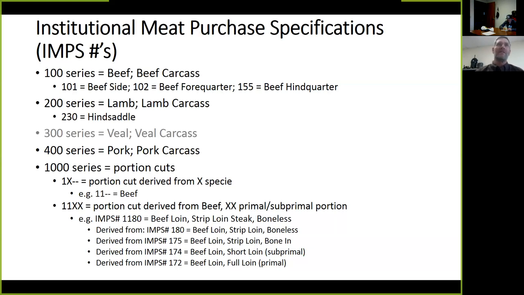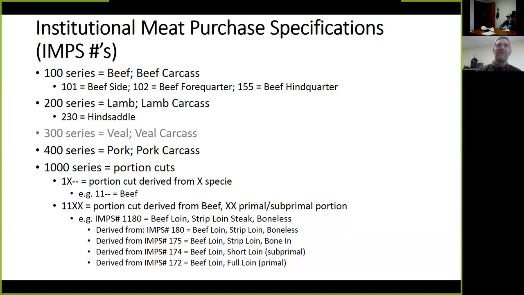So what you need to note is that as the numbers get larger, the cuts get smaller, or more trimming or more work is being done to the cut to make the next cut. So if you have a cut 155, which is a beef hindquarter, it's derived from cut 101, which is the beef side, which is derived from cut 100, which is the beef carcass. And that's the same for every series that we're going to talk about.